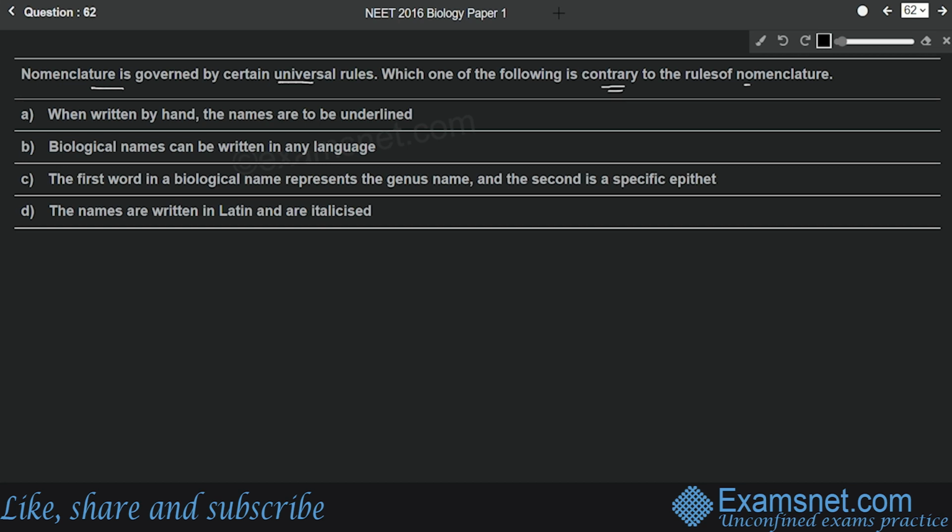The first one says when written by hand, the names are to be underlined. So yes, this is a correct rule. For example, if we write the biological name of mango, then it is Mangifera indica, right? Now here if you see, the first word starts with a capital letter, whereas the second word starts with a small letter. So if these are written by hand, then we have to underline these two words separately.